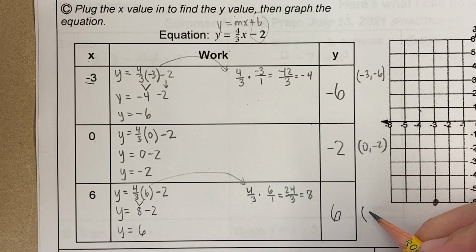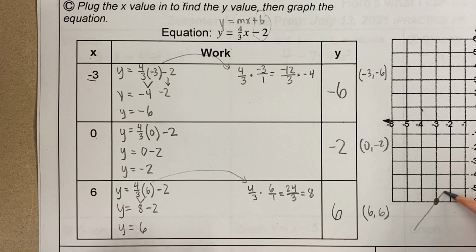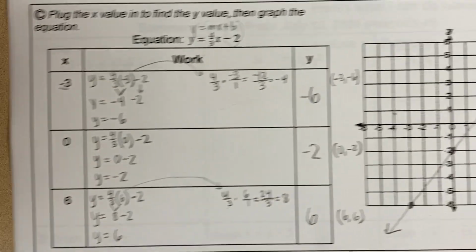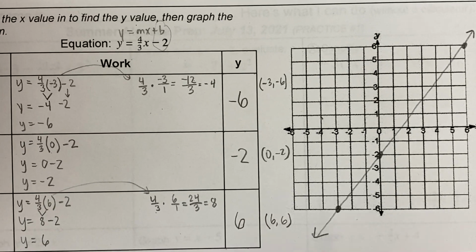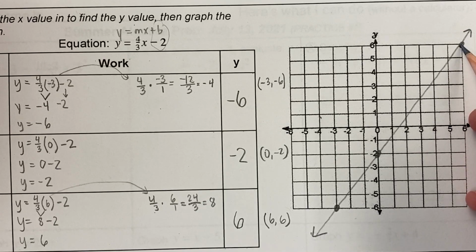So this is the point x is 6. And y also happens to be the same, 6. And it goes here. And you should be able to tell if your work is good if it falls on a nice straight line like this, which it does. My 3 points land on a straight line. Oh, sorry. There it is. Okay, this is my first point, -3, -6, 0, -2, and 6, 6 is right here.